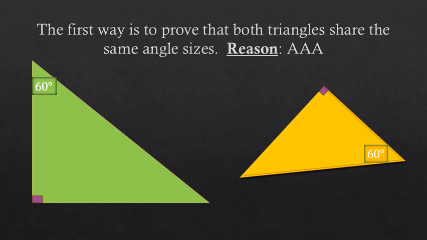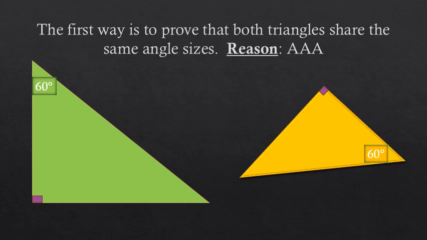The first way is to prove that both triangles share the same angle sizes. And the reason that we use for this is angle, angle, angle. As you can see in the green triangle, it's got a 90-degree angle as well as in the yellow. So one angle is already the same as the other one. Then both of them also share a 60-degree angle. And now the third one was not given. When the third one is not given and you can prove 2 out of the 3, don't you think that automatically the third one is then equal to each other?